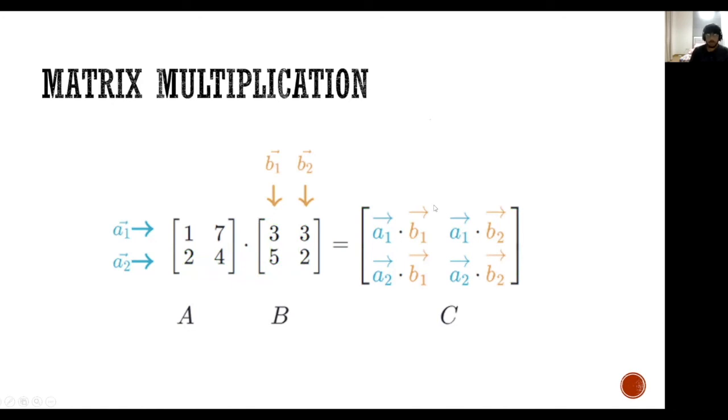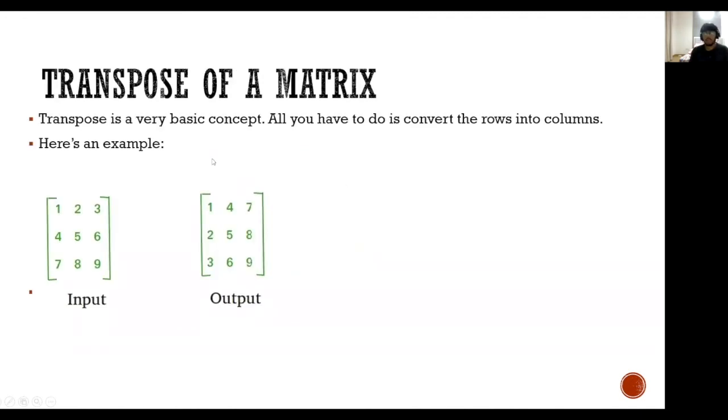All right, let's go ahead. Now we look at the transpose of a matrix. The transpose of a matrix is a very basic concept. All you have to do is convert rows into columns, right? So let me annotate that again. You have this row, right?